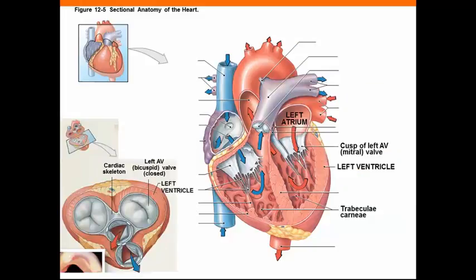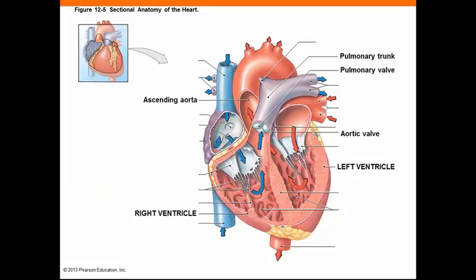The left AV valve is also called the bicuspid valve. It has only 2 flaps or cusps, and it also has chordae tendineae and papillary muscles that will prevent it from flapping back into the atrium. Trabeculae carneae are muscular ridges on the inner surface of both of the ventricles. The semilunar valves prevent backflow from the pulmonary trunk and ascending aorta into the ventricles.